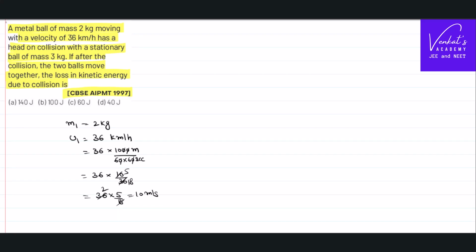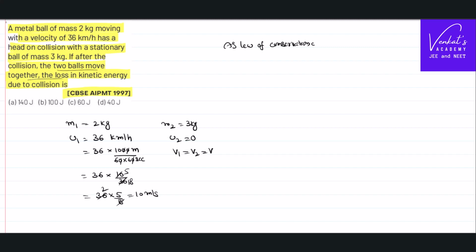That's the given data. It collided with another body of mass m2 equal to 3 kg, which is in the state of rest. And after the collision, they move together. It's a perfectly inelastic collision. That means v1 equals v2 equals v. Let's apply the law of conservation of momentum.